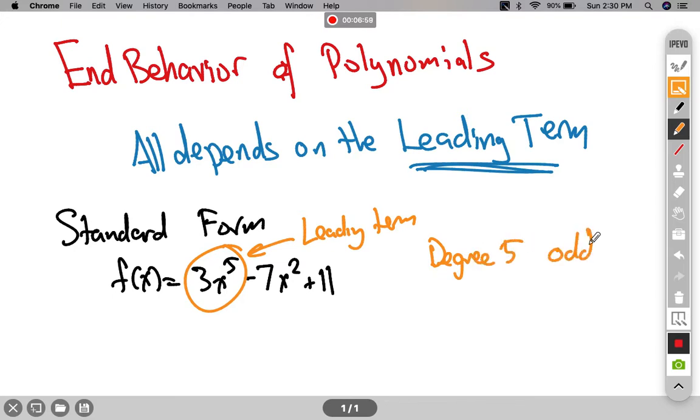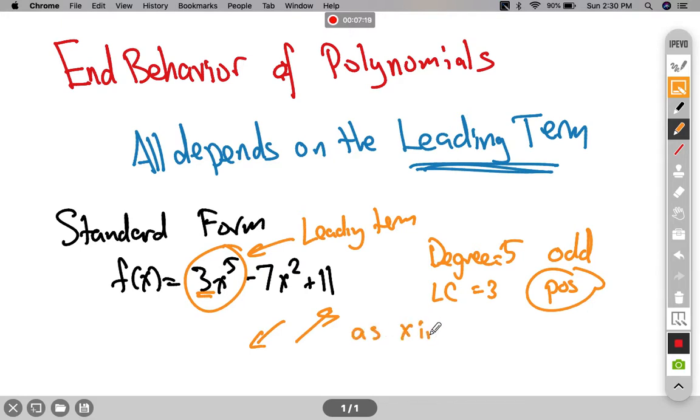So it's odd. The leading coefficient is 3. So that's positive. So we're odd, opposite directions. Positive means we're going up. So it's going to be going like this. So as x increases, y increases. As x decreases, y decreases.